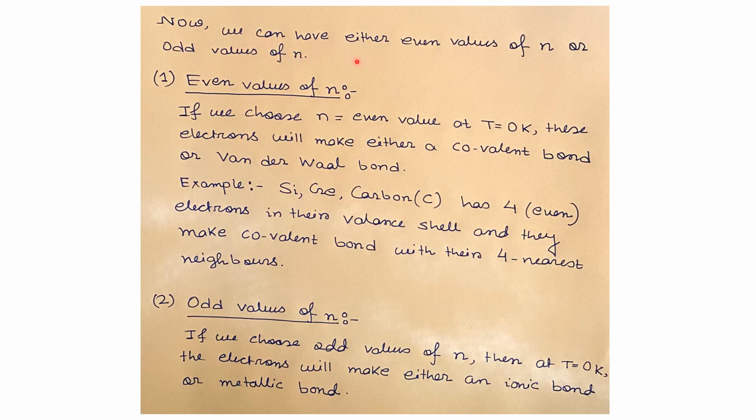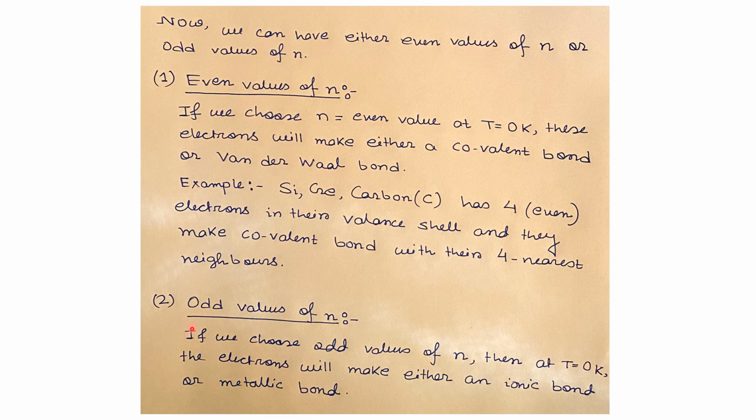Now, we can have either even values of n, that is number of valence electrons per atom, or odd values of n. So, for even values of n, if we choose n equals to even value at T equal to 0 Kelvin, these electrons will make either a covalent bond or van der Waals bond. Example, silicon, germanium, carbon, this type of atom has 4 or even electrons in their valence shell, and they make covalent bond with their 4 nearest neighbors.